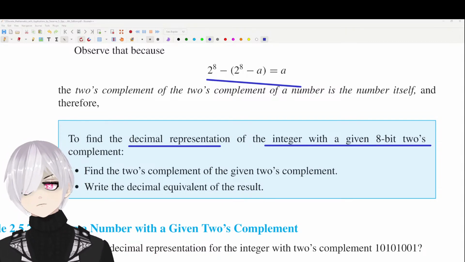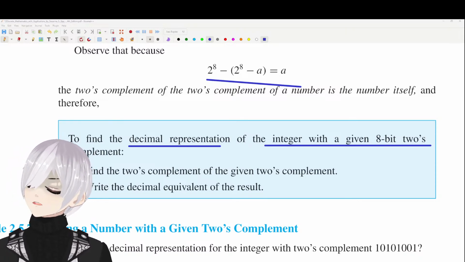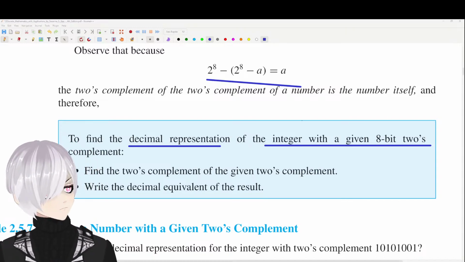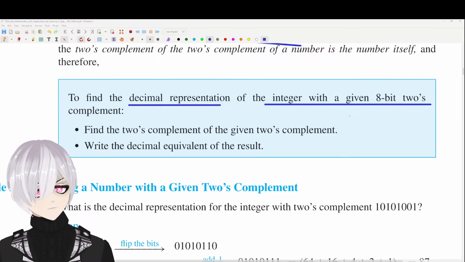We don't have the original number originally. We just have its two's complement. So, flip the bits and add one.